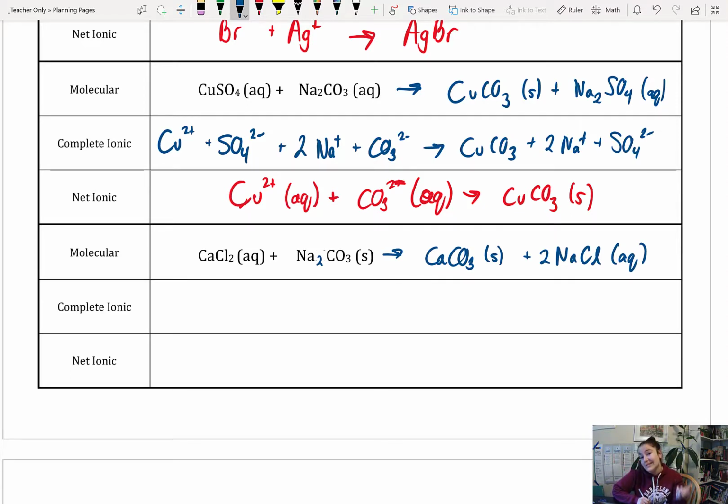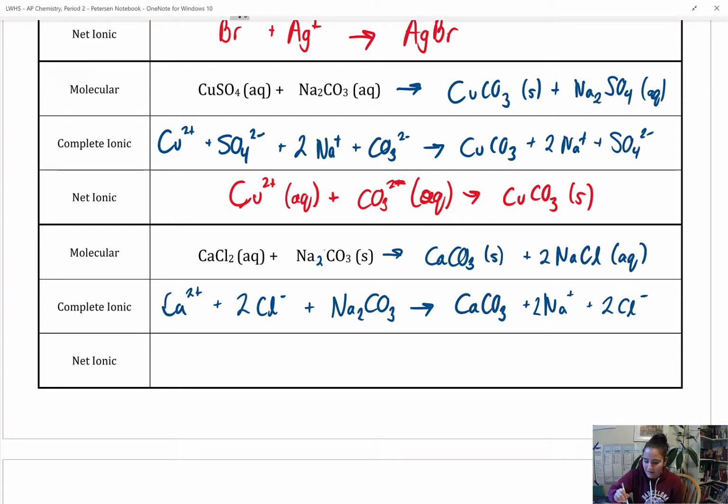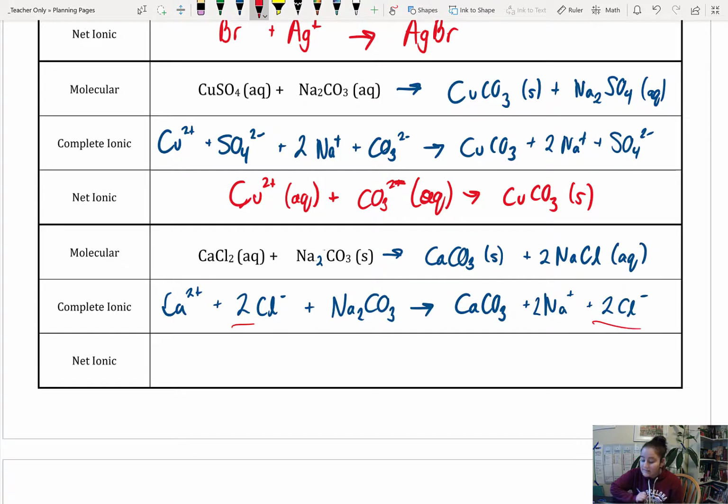Now, this one's a little weird because we have a solid reactant, okay? So when we write our ionic, we have to keep that together as a solid, because it is changing in the reaction. So we have the calcium and chloride ions reacting with the sodium carbonate to produce the calcium carbonate, which is the solid, and the sodium ions and the chloride ions. So note, in this reaction, there is only one spectator ion, okay? The chloride is the only ion that doesn't change in this reaction.